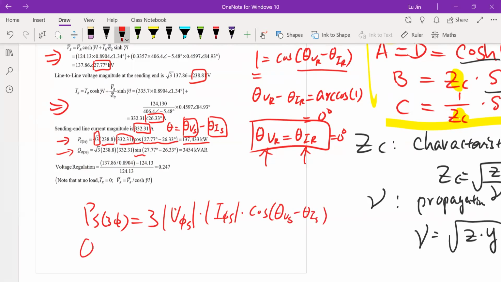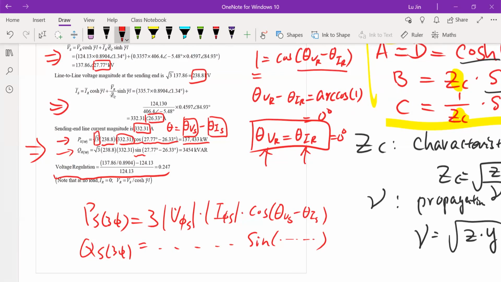For the reactive power, same thing, but sine function. So the result should be the same as the result shown in the solutions. Okay, that's that. Finally, voltage regulation.